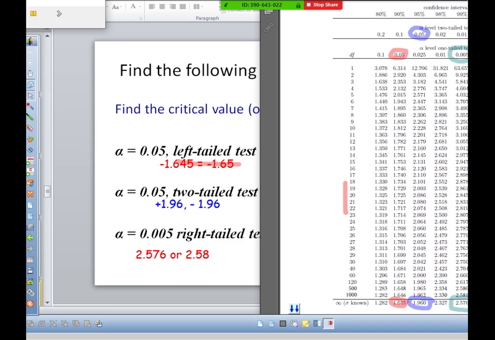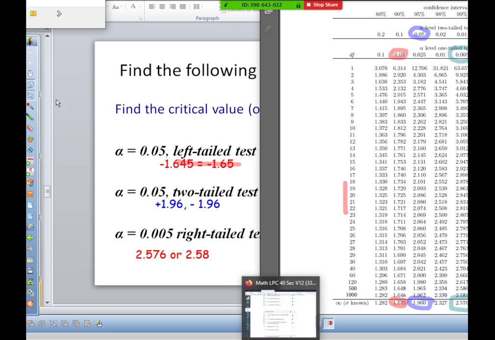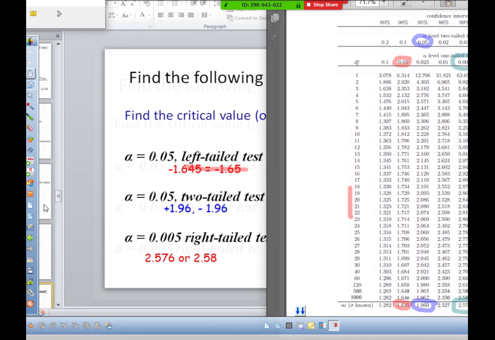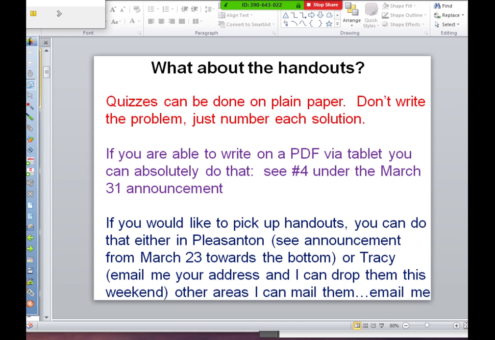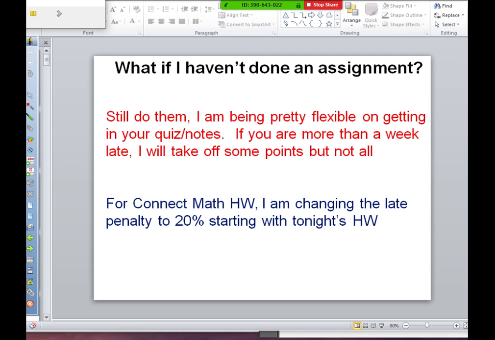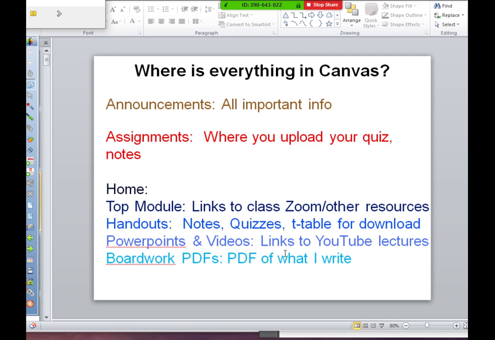Is there a hard copy of the table? Yeah, I showed you guys earlier in the notes. Remember, that was my fourth slide. So on Canvas, the home, the top module will be the links. The next one is the handouts. They'll have the notes, the quizzes, and the t-table for download. So it's right in there.